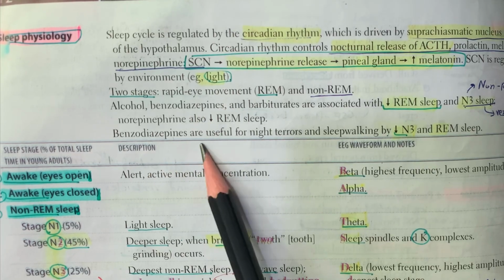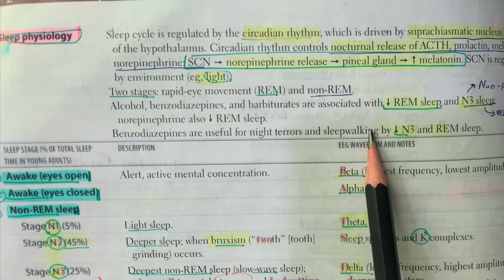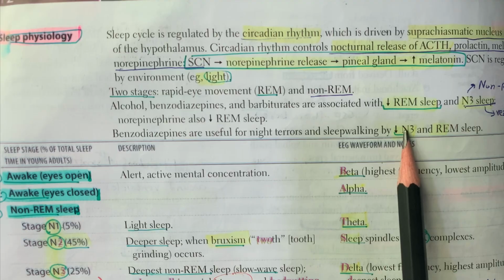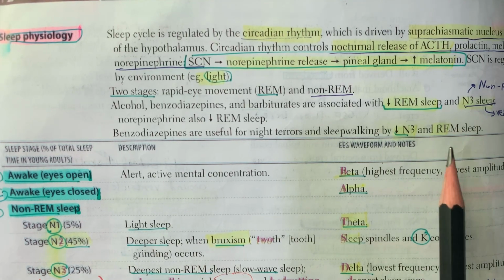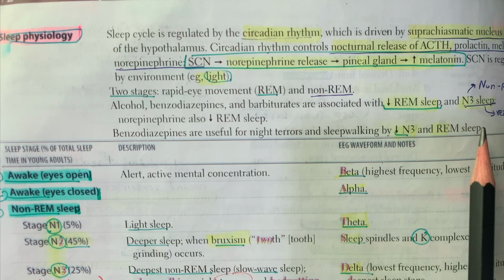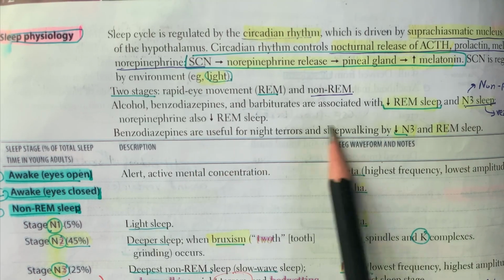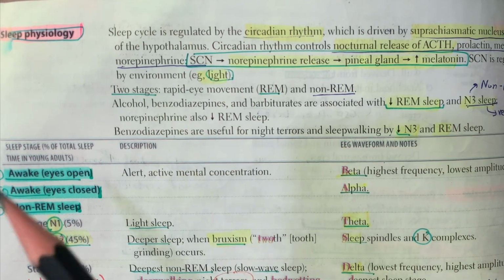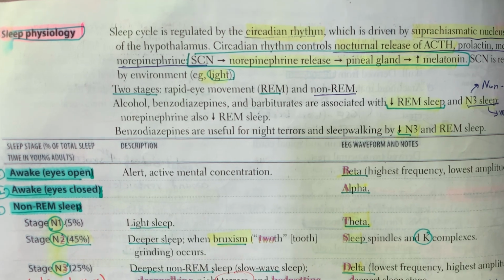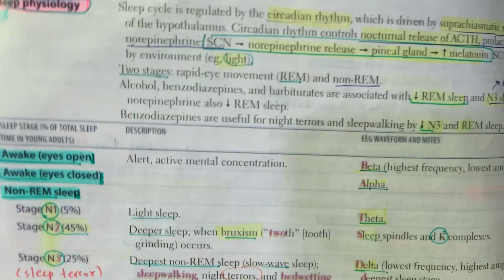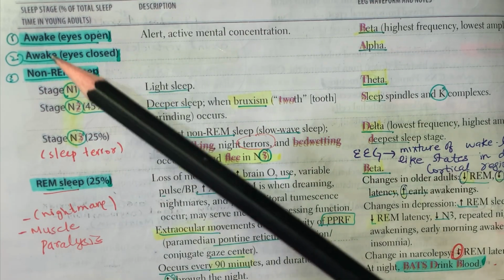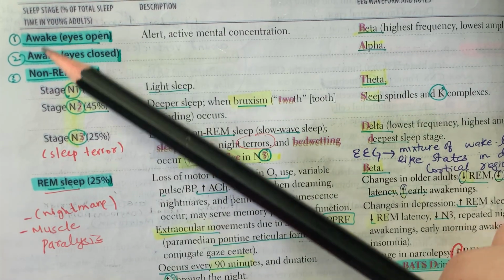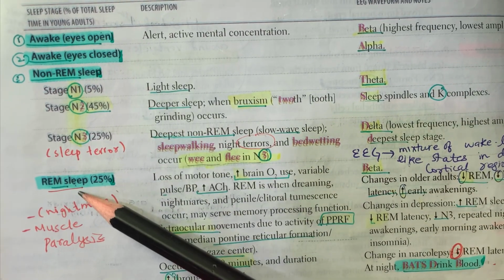Okay, benzodiazepines are useful for night terror and sleepwalking, because night terror and sleepwalking happen in N3. So when you decrease those parts of the sleep, you're going to help with the night terror and sleepwalking. Now first we need to understand these 4 stages, and then we'll be able to understand the effect of benzodiazepines and barbiturates on sleep. First we have non-REM sleep. Over here is non-REM sleep, and over here is REM sleep.